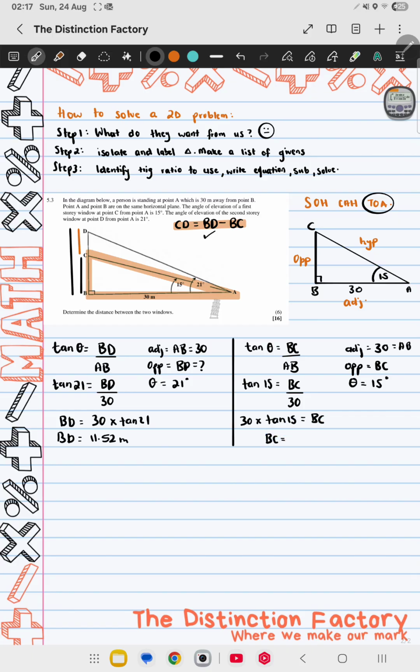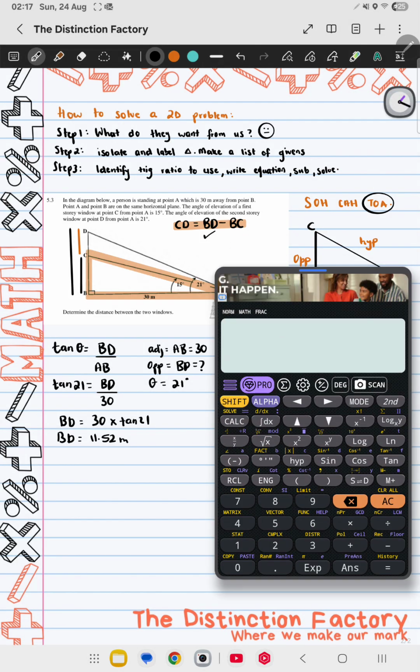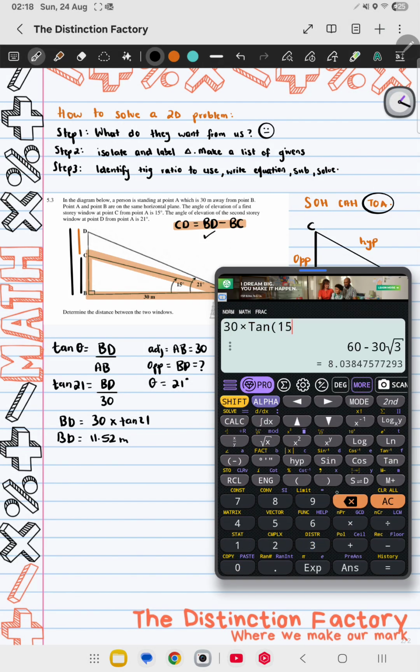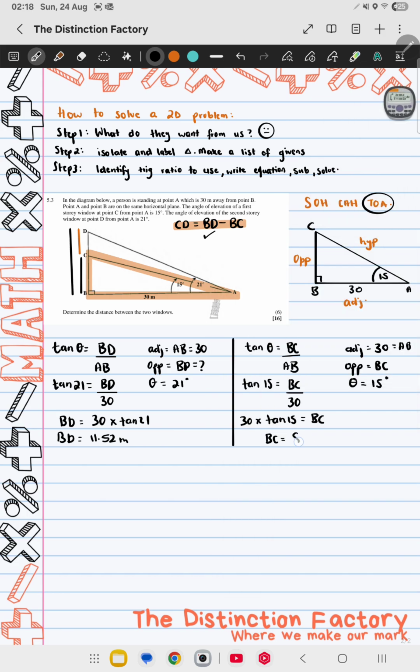And that means that BC will equal 30 times tan of 15, which is 8.04 meters.